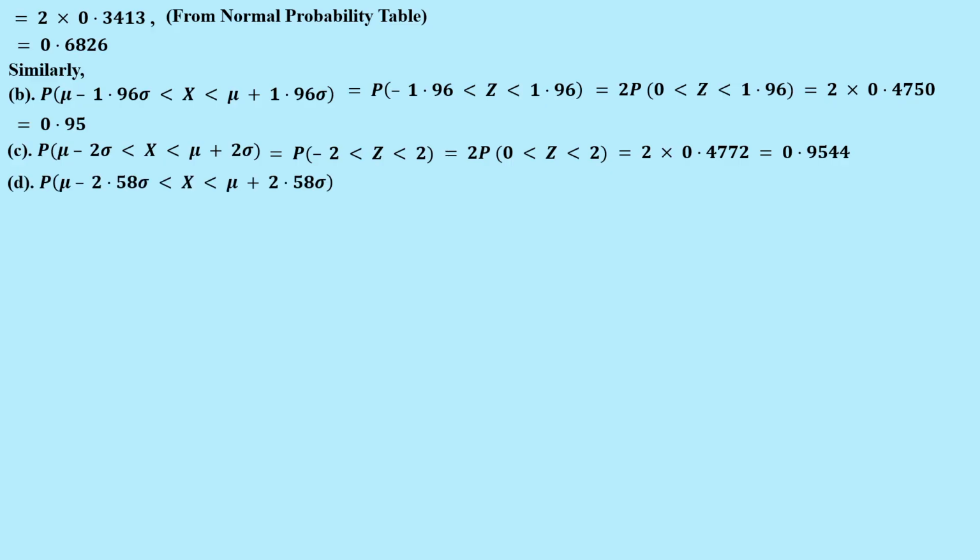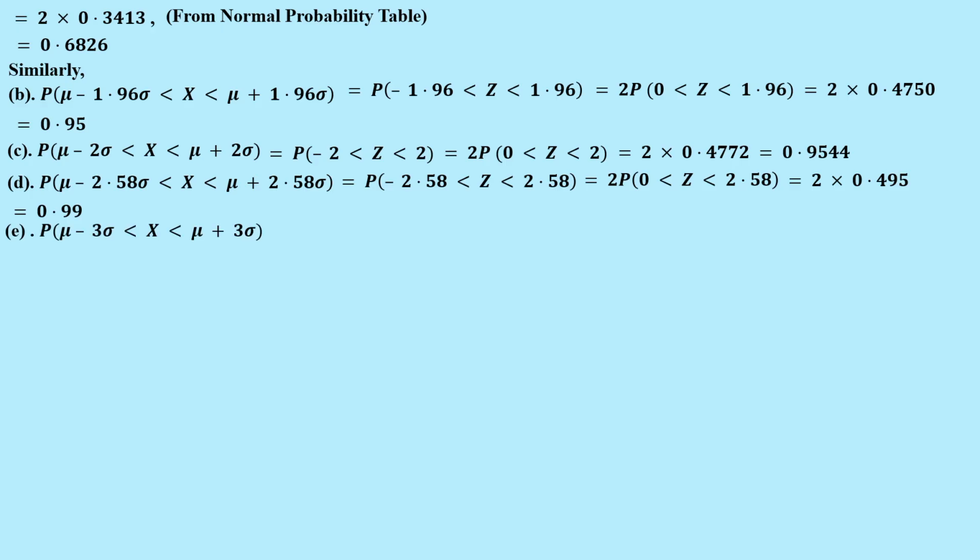Next one, probability of mu minus 2.58 sigma less than x less than mu plus 2.58 sigma is equal to probability of minus 2.58 less than z less than 2.58. So that is 2 times probability of 0 less than z less than 2.58, 2 into 0.495, 0.99. So probability of mu minus 3 sigma less than x less than mu plus 3 sigma is equal to probability of minus 3 less than z less than 3, 2 times probability of 0 less than z less than 3, 2 into 0.49865, 0.9973.